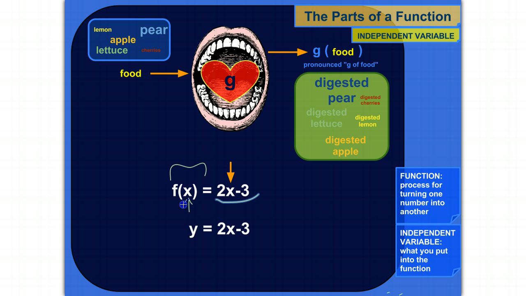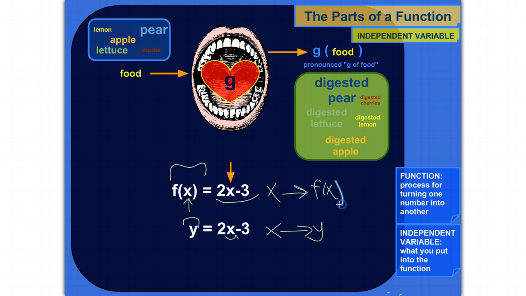The other way to do it is, instead of calling this f of x, you can call it just another variable, like y. So y is equal to, then you put the variable in, and then do the stuff to it, and you get y. So this one would be a function that describes how to turn x into y, and if you write it this way, this would be a process for turning x into f of x.